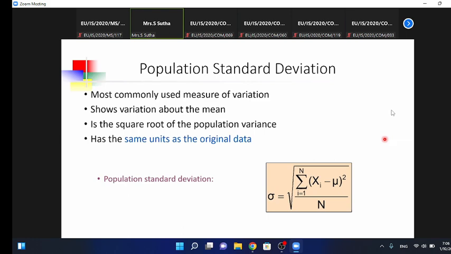Then the population standard deviation, that is the same idea as the sample standard deviation, but the formula is different here. We have to take the square root of the population variance, right? So these notations will often be used when we are studying statistical inference, right? This is also the most commonly used measure of variation for a population, showing variation about the mean. It is the square root of the population variance, and the standard deviation has the same original measurement unit as in the original data.